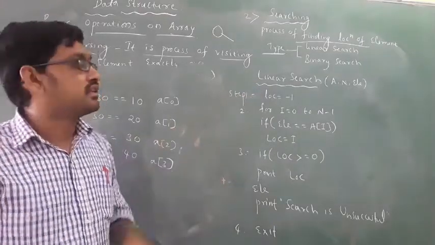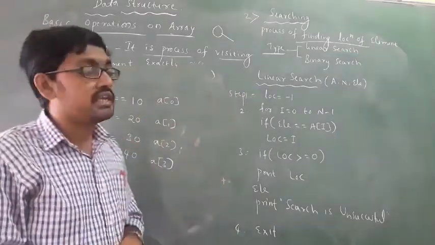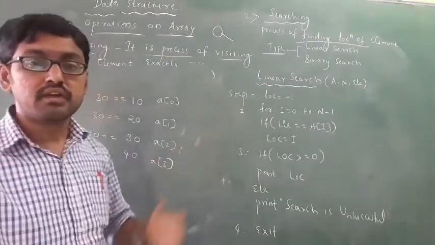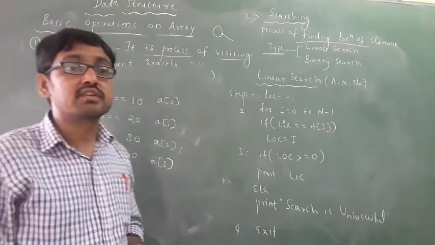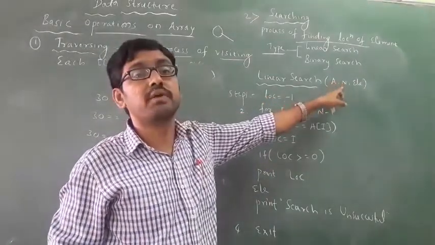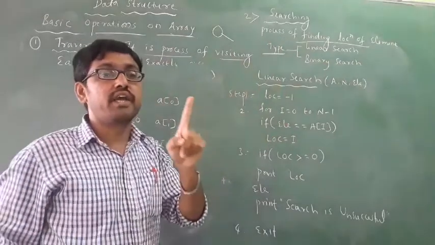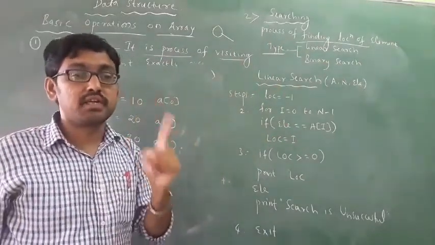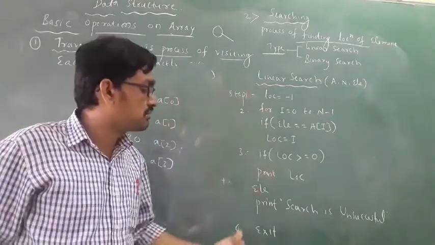Linear search. Then how to write the algorithm for linear search? Okay, in the examination, a 5 marks question is asked: write the algorithm for linear search. For linear search, you need an array of n elements. Then you have to search for one element. Then how to write the algorithm?